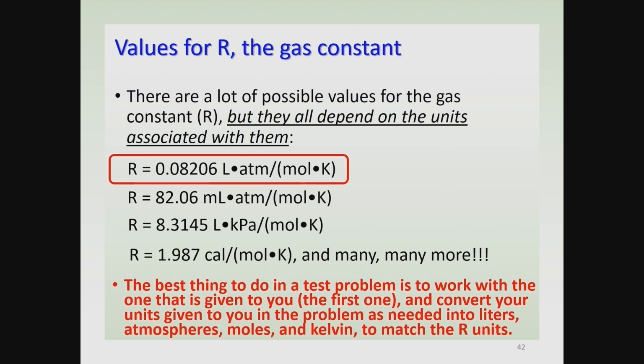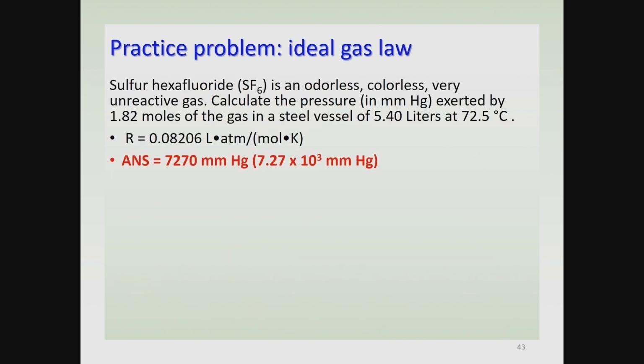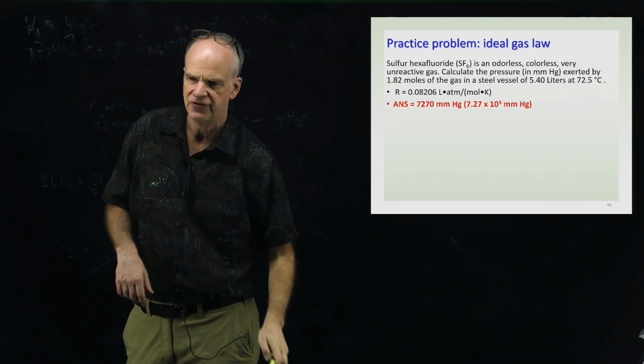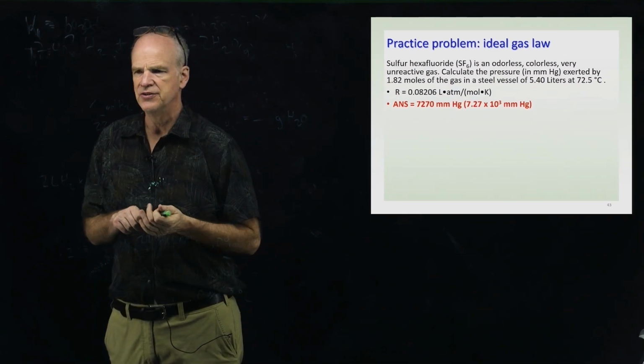And then there's going to be some amount of gas, which will hopefully be in moles. So let's go ahead and do a practice problem given that information. We have sulfur hexafluoride, an odorless, colorless, very unreactive gas. Calculate the pressure in millimeters of mercury exerted by 1.82 moles of the gas in a steel vessel of 5.4 liters at 72.5 degrees Celsius.